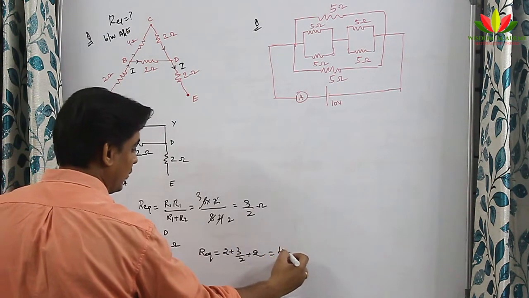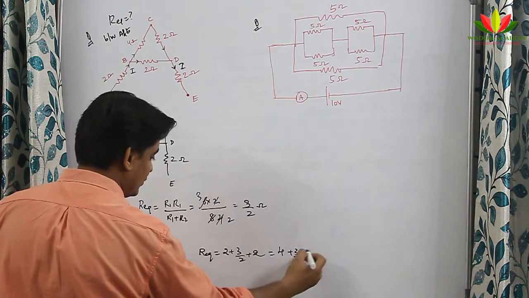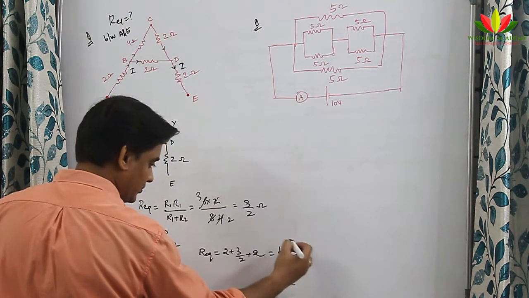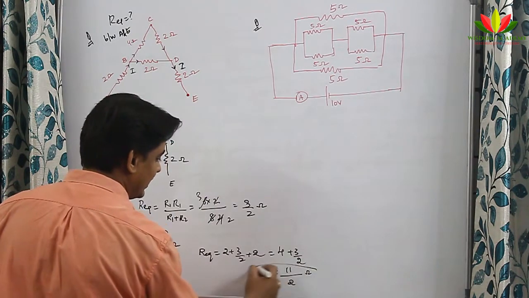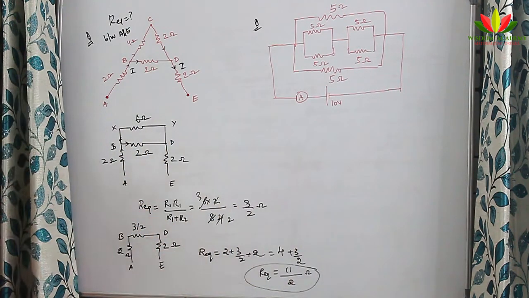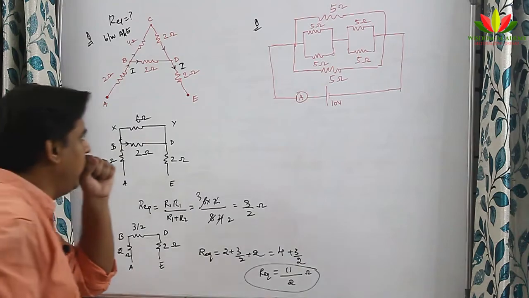That is equal to 4 plus 3 by 2. Take the LCM as 2. So you will get 11 by 2. So R equivalent is 11 by 2. Let us see the next question.